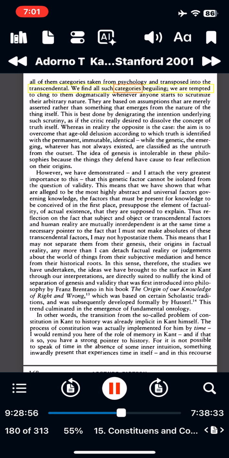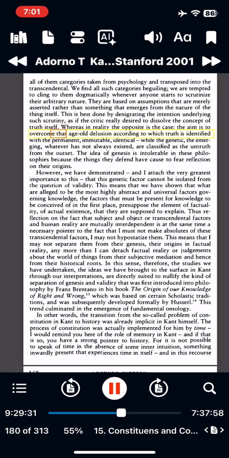We find all such categories beguiling. We are tempted to cling to them dogmatically whenever anyone starts to scrutinize their arbitrary nature. They are based on assumptions that are merely asserted rather than something that emerges from the nature of the thing itself. This is best done by denigrating the intention underlying such scrutiny, as if the critic really desired to dissolve the concept of truth itself. Whereas in reality the opposite is the case.